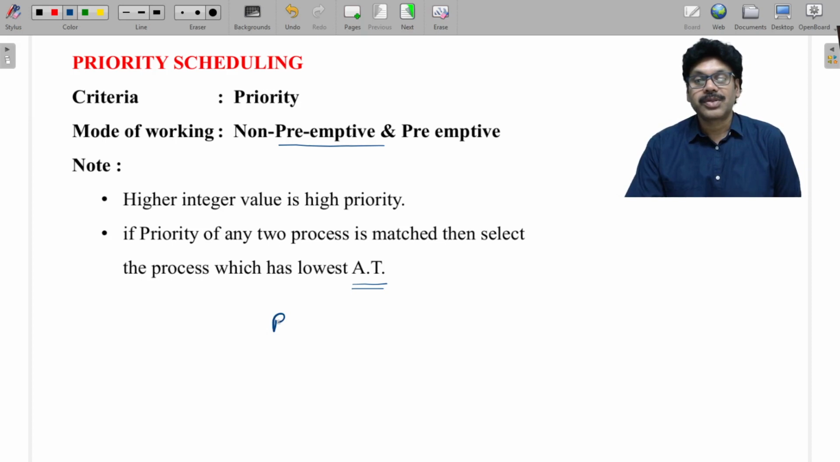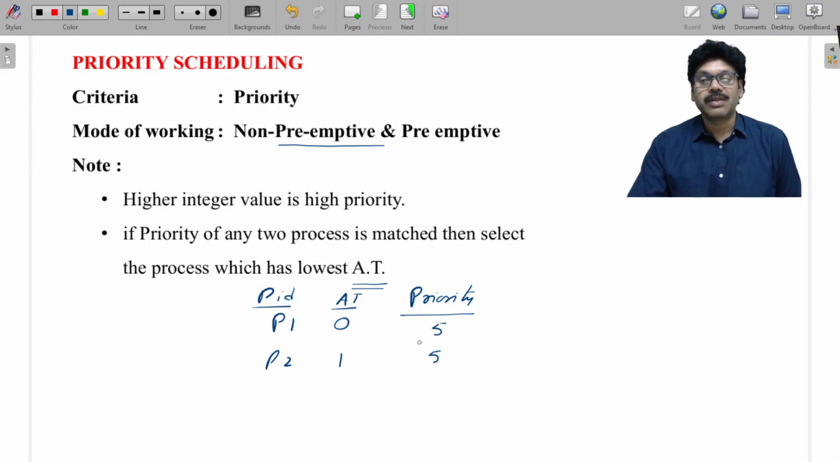If process P1 arrived at time 0 and process P2 arrived at time 1, now we have to give one more column by name priority. This is the arrival time, and this is your process ID. If both have priority 5 and 5, to resolve this conflict, you need to take the lowest arrival time job. So let us go through an example.